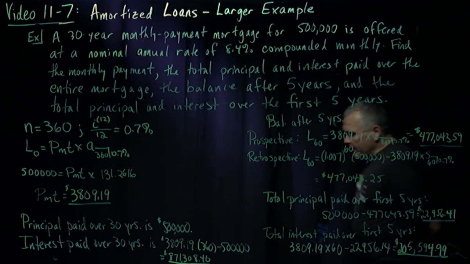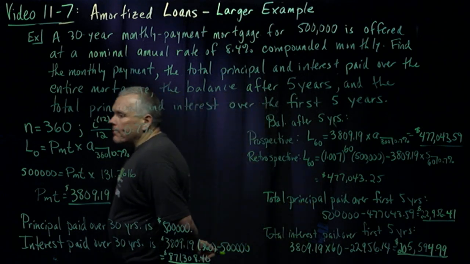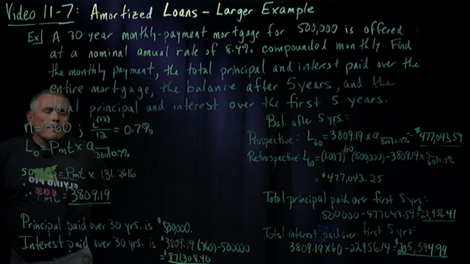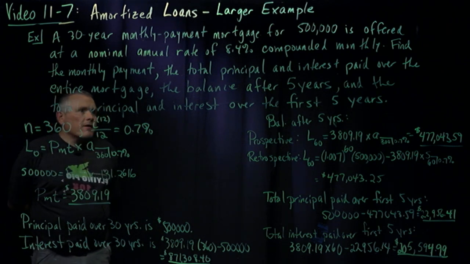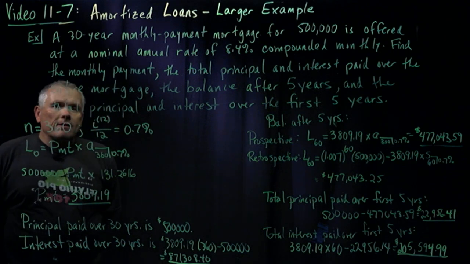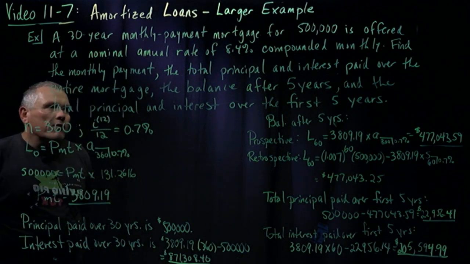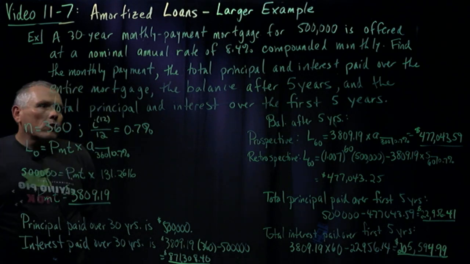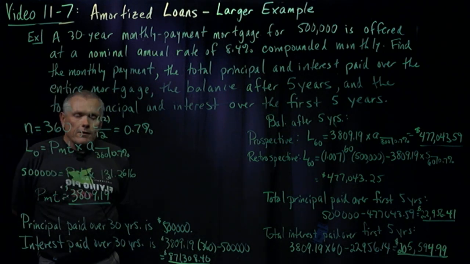All right, so in this case, we've got a $500,000 mortgage. We're going to pay it for 30 years, but we're going to make monthly payments. We're given a nominal annual rate of 8.4% compounded monthly, and we want to find a bunch of different things: the monthly payment, the total principal and interest paid over the life of the mortgage, the balance after the 5 years, and then the total principal and interest over the first 5 years.